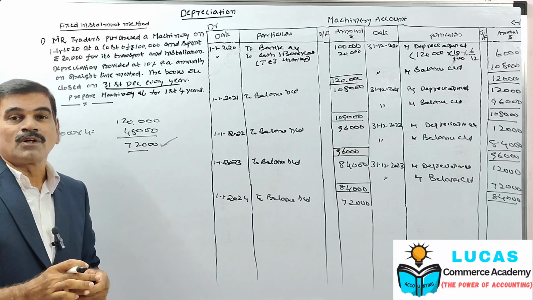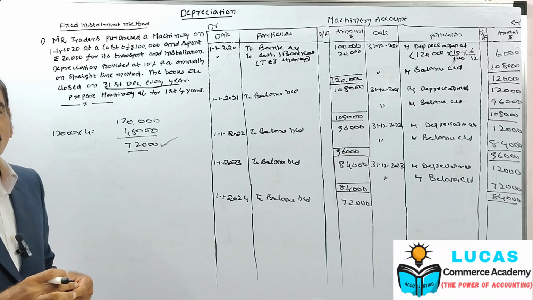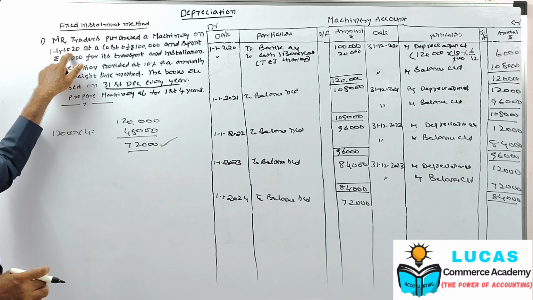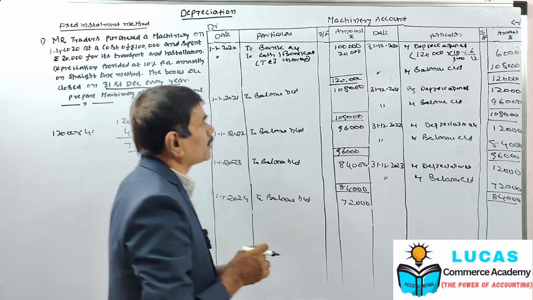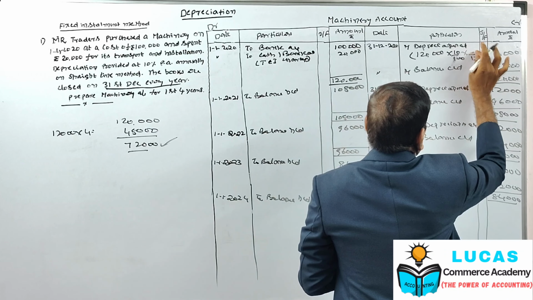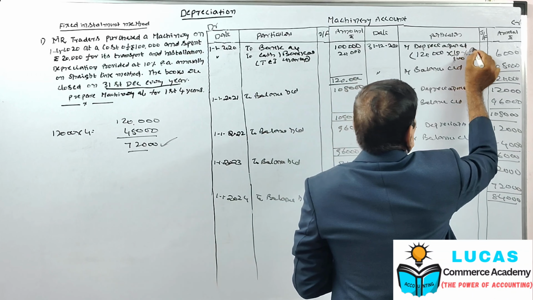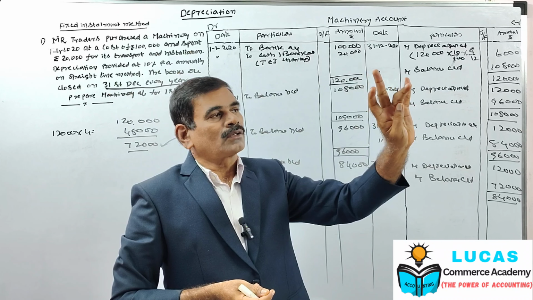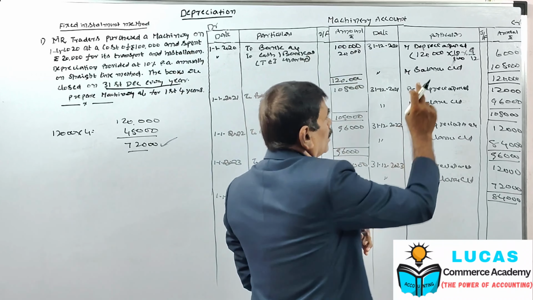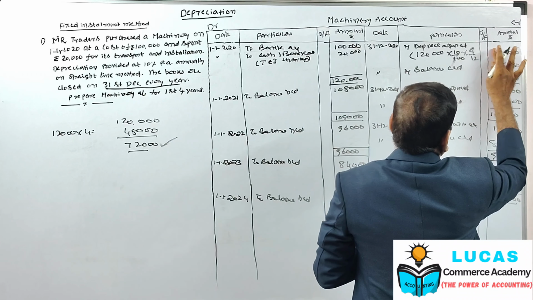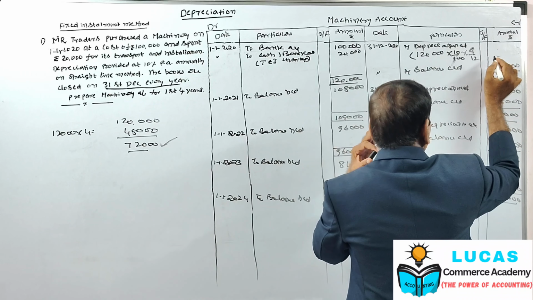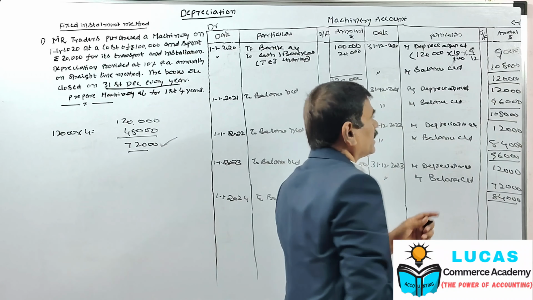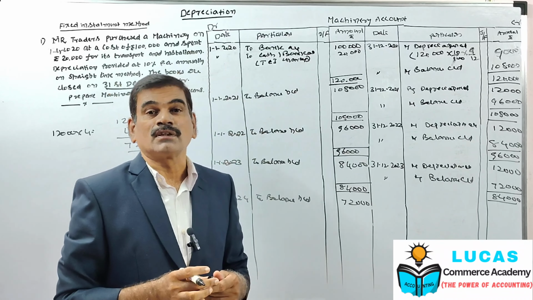Suppose the asset is purchased on 1/4/2020, how to calculate depreciation for the first year? Here depreciation is provided from 1/4/2020 to 31/12/2020. So that means 1,20,000 into 10 by 100 into 9 by 12, for 9 months: April, May, June, July, August, September, October, November, December. That means exactly 9,000 depreciation. But for the second year 12,000, third year 12,000, and fourth year also 12,000.